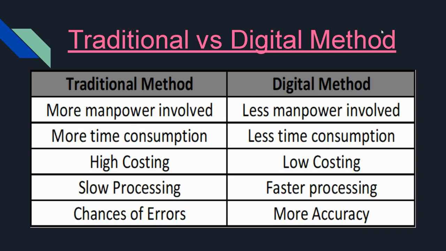Second comprises the difference between the traditional and digitalization way. In the traditional way, more manpower is involved, there is more time consumption, a high costing value, very slow processing, and a very high risk of errors. In the digitalization way, if we see, there is very little manpower, less time consumption, very low costing, and faster processing. And lastly, there is more accuracy when we work in the digitalization way.